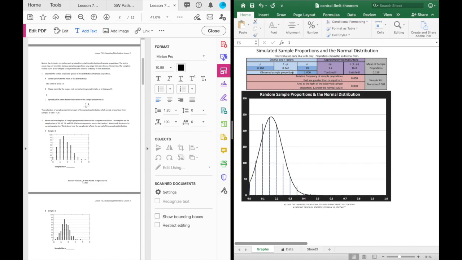Let's look at the next part. The next part asks us for the shape. It says, describe the shape. Is it normal with symmetric tails or is it skewed? Well, if we look at this, because of the fact that it cuts off right here, we would say that this is more or less right skewed, isn't it? Because it doesn't finish on the left side. So I'm going to say that it is roughly bell-shaped, but cuts off, so it is right skewed.